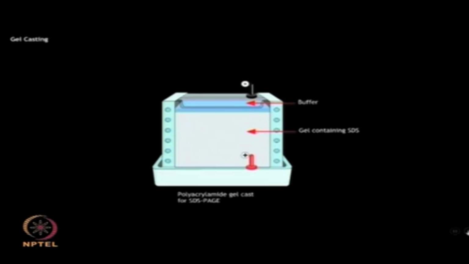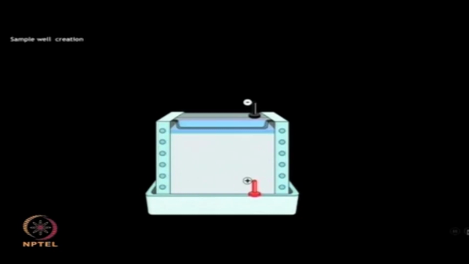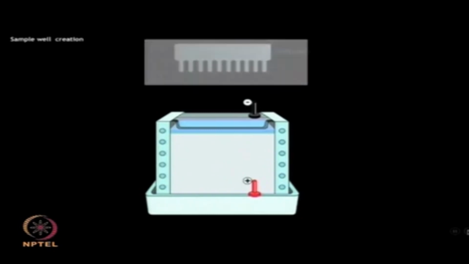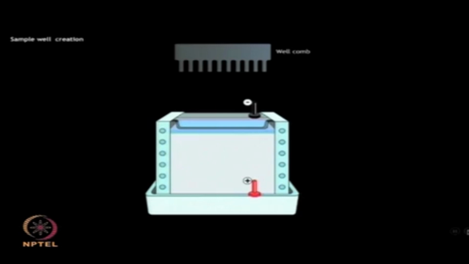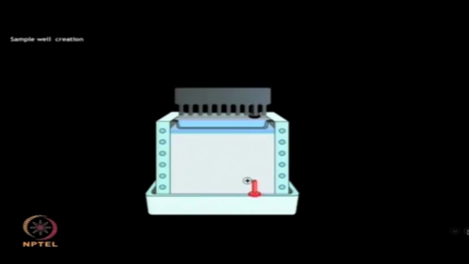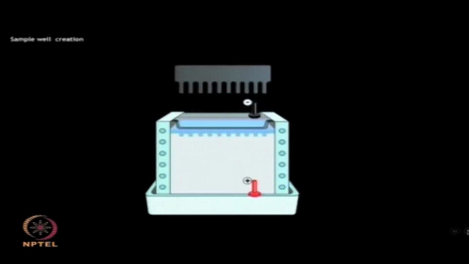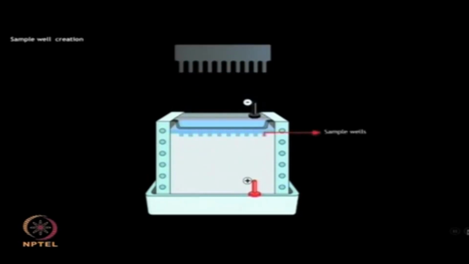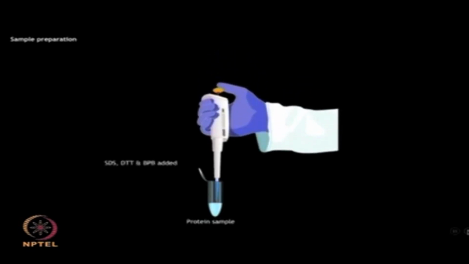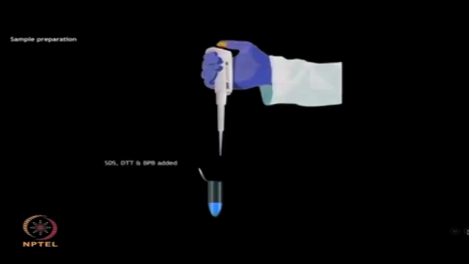Next step is to create the wells on these gels. The sample wells of uniform size, shape and separation are made using a comb which is placed in the gel as soon as it has been poured. After the gel has polymerized, the comb is removed to provide the gel ready to start the process. Now, you can prepare the sample to load on SDS-PAGE gel.